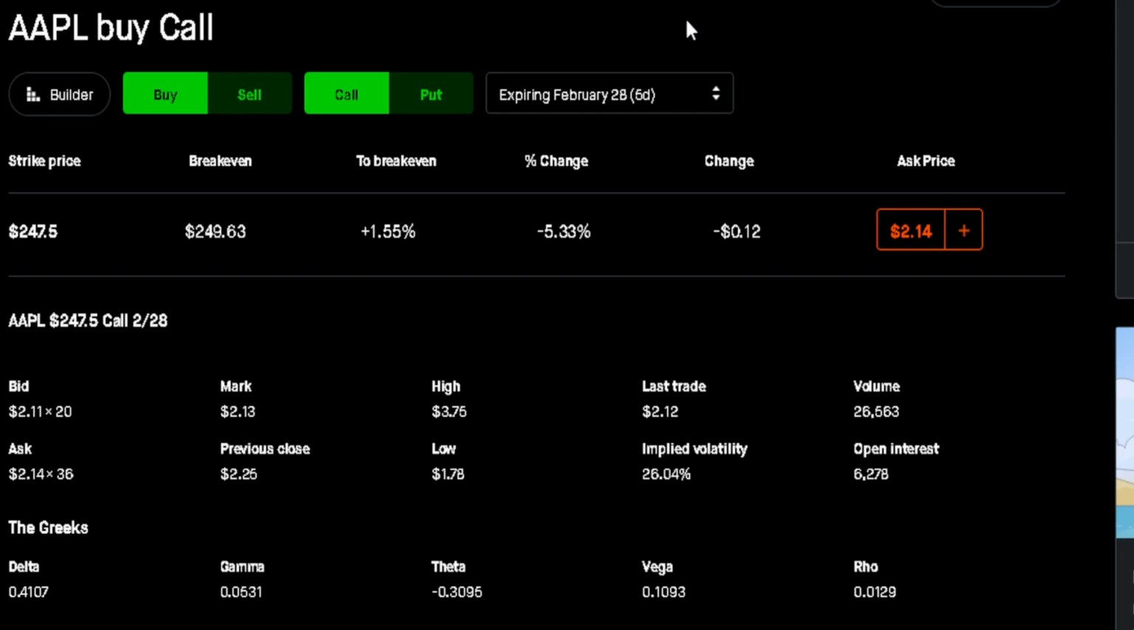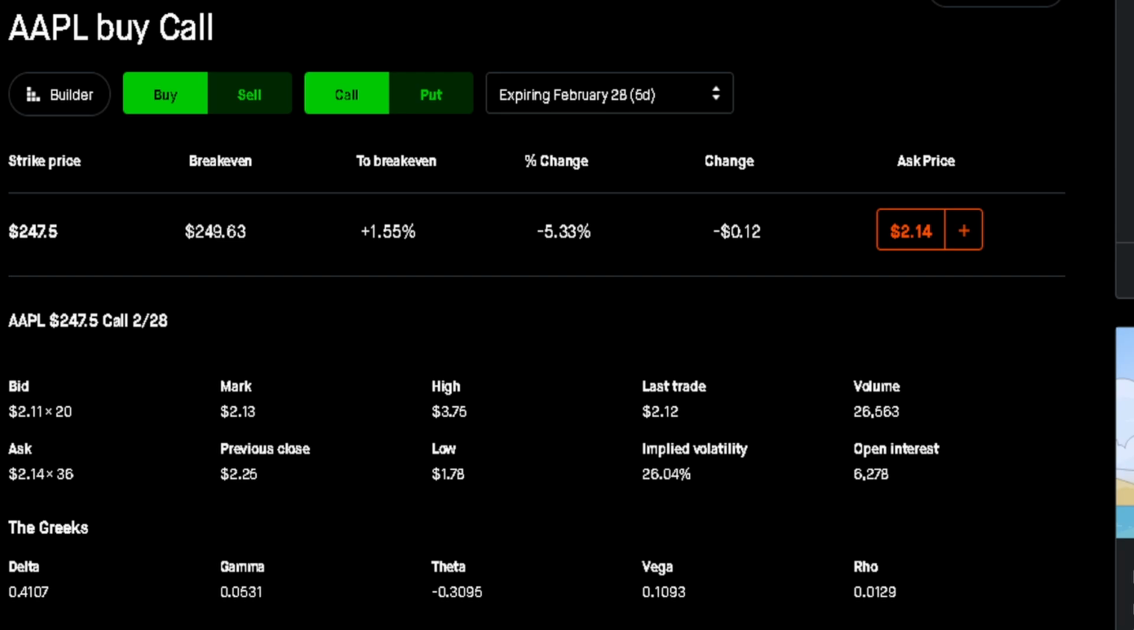Next is going to be the strike price. That's the left column here. So this is the price that you're going to be willing to either buy or sell shares depending on which options you choose. And I'll be going over that in a minute.